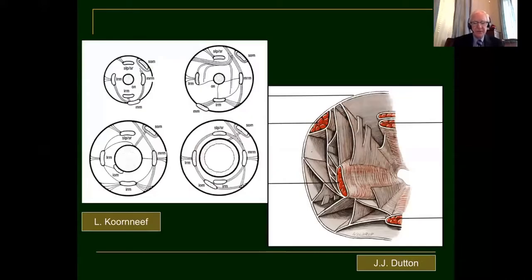The second piece I'd like to really discuss is what's called the orbital septal system.